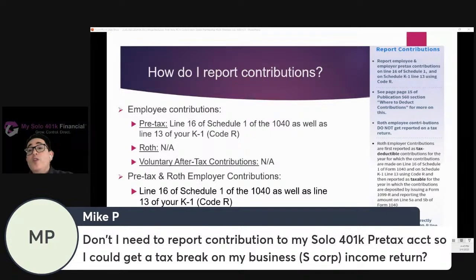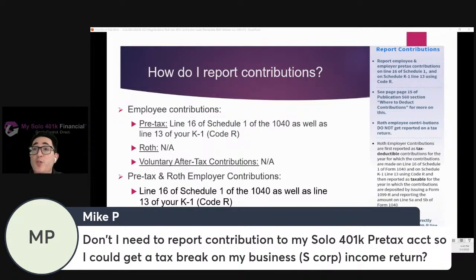So one's ability to make contributions to the solo 401k when your business is taxed as an S Corp is based on the W-2 wages. So let's assume that they have $100,000 of W-2 wages. Let's assume they're under 50. Let's assume that they don't make contributions to a day job plan. In that case, they could contribute $23,500 as a pre-tax employee.